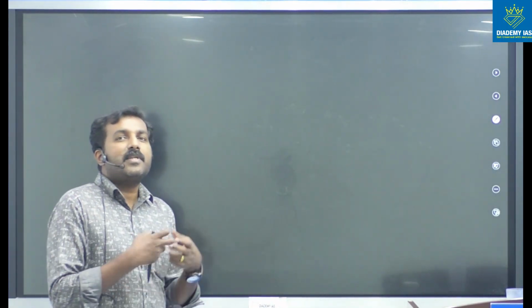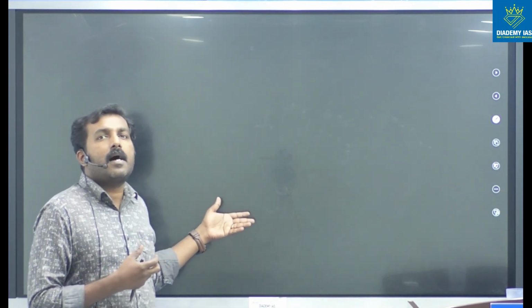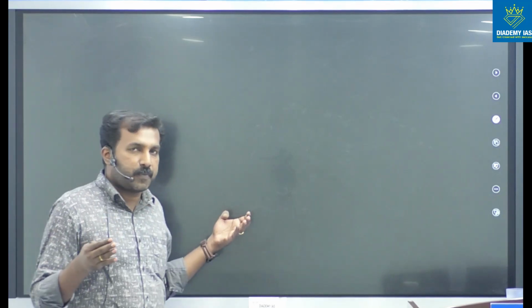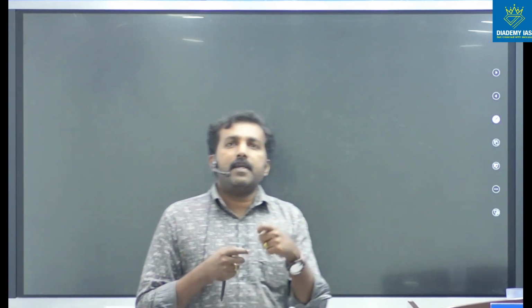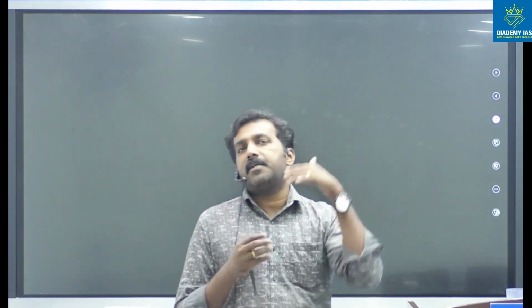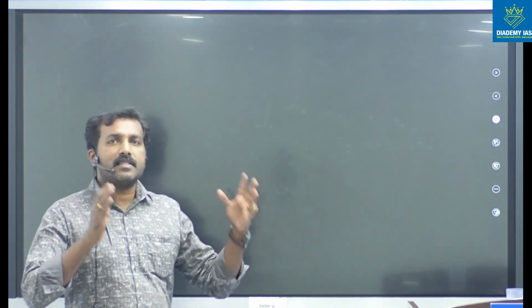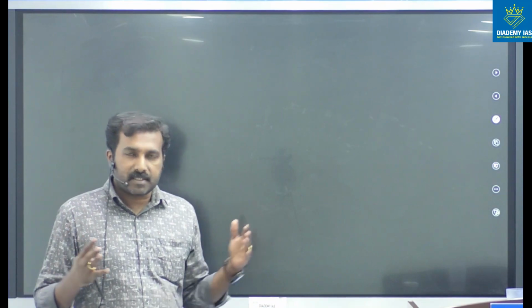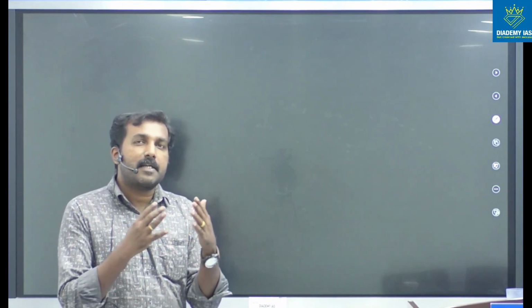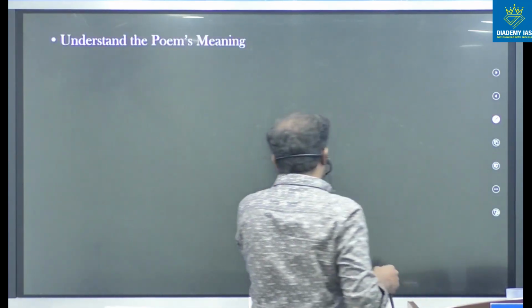Based on that, you can read the poem. These 12 important points are applicable in all types of poem. Maybe it's a sonnet, maybe it's an epic, a long narrative, whatever the poem, it's not a matter. You can use these steps to understand poems. So let's discuss number one.